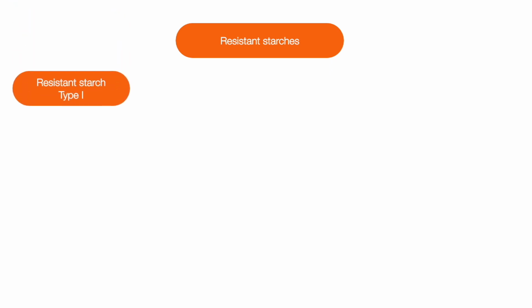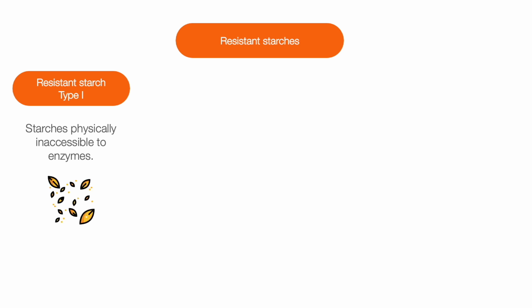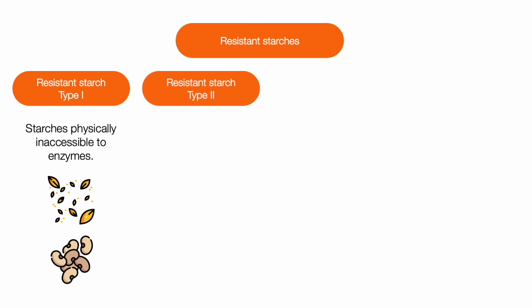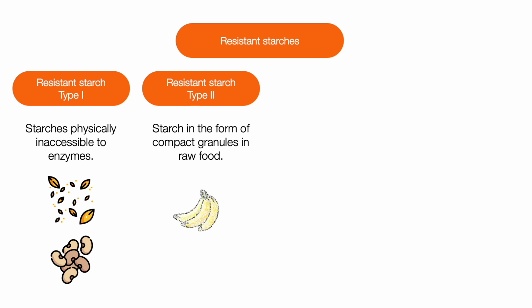Type I resistant starch cannot be digested because it is physically inaccessible to digestive enzymes, as it is surrounded by an indigestible matrix, which is the cell wall. This type of starch is found naturally in whole cereal grains and legumes. Type II resistant starch cannot be digested because it is in compact granules, which also limits the accessibility of digestive enzymes. This type of starch is found in raw foods such as green bananas.